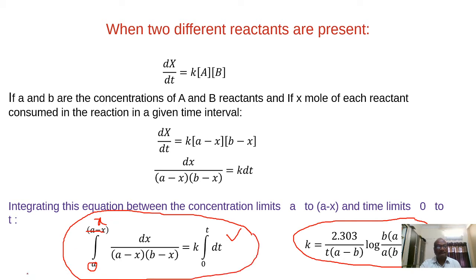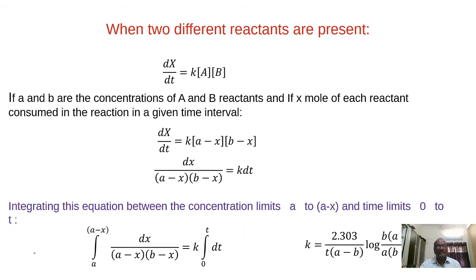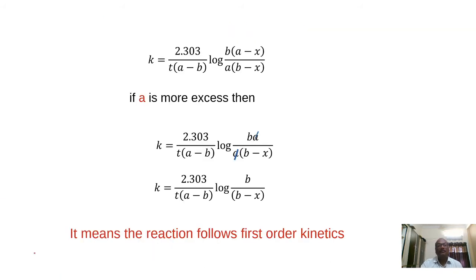Okay, next, let us see about the reaction. What we get is K is equal to 2.303 by t into (a minus b) log b into (a minus x) by a into (b minus x).